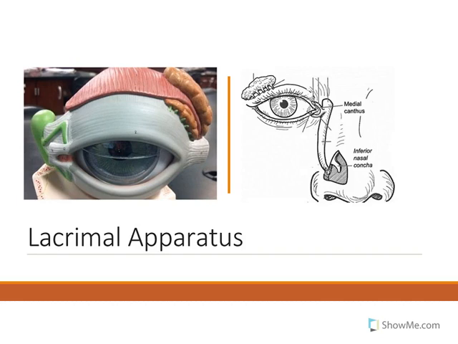So we're going to start with the lacrimal apparatus of the eye. The lacrimal apparatus is designed to produce tears. Tears keep the eye lubricated and moist. They also provide nourishment for the eye. And the tears are produced. Okay, so we're going to start with the lacrimal glands.